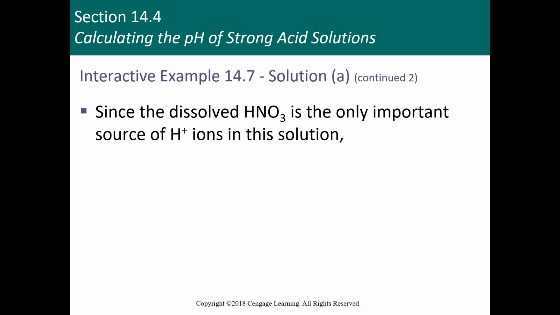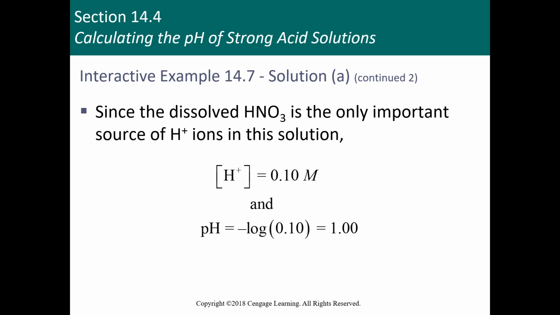So, since the dissolved HNO3 is the only important part, you just put in that 0.1 molarity concentration of the HNO3 as your H+ concentration, because it will completely dissociate due to it being a strong acid. And what that means is you just take the negative log, defining the pH, and that will give you a pH of 1.